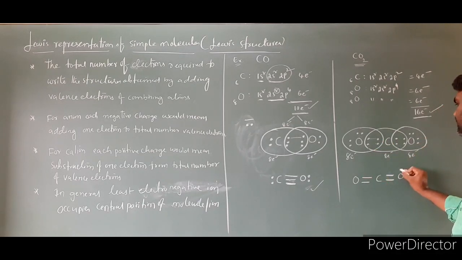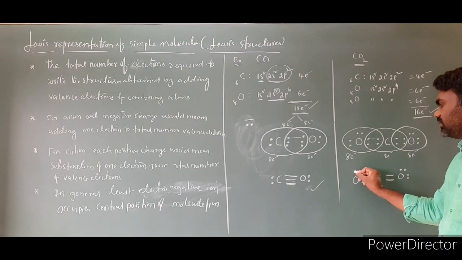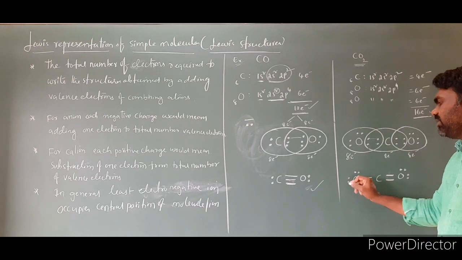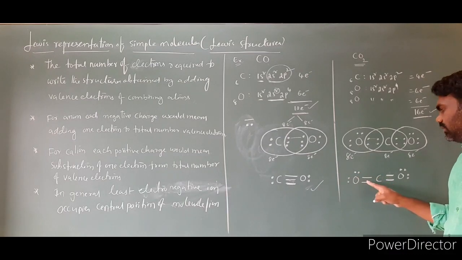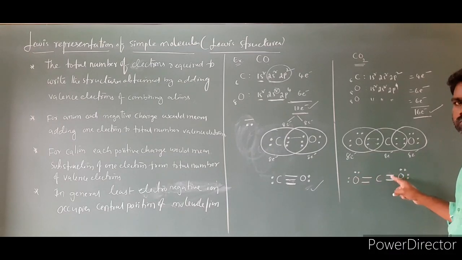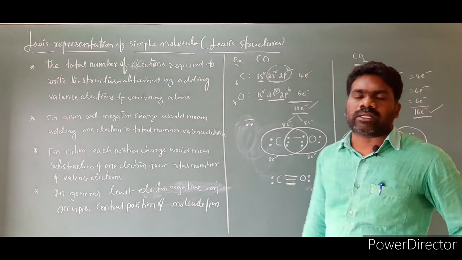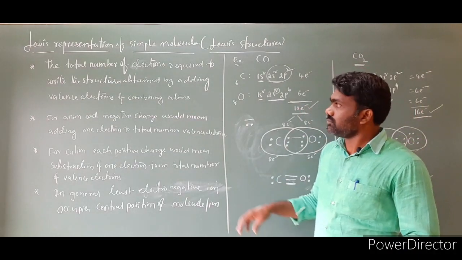Then the remaining electrons we have to put as lone pairs on the oxygen. So this oxygen has 2 lone pairs of electrons, and this oxygen also has 2 lone pairs. Total number of lone electrons is 4, lone pairs is 2, and these 2 are the bond pairs. This is the Lewis structure of the carbon dioxide molecule.